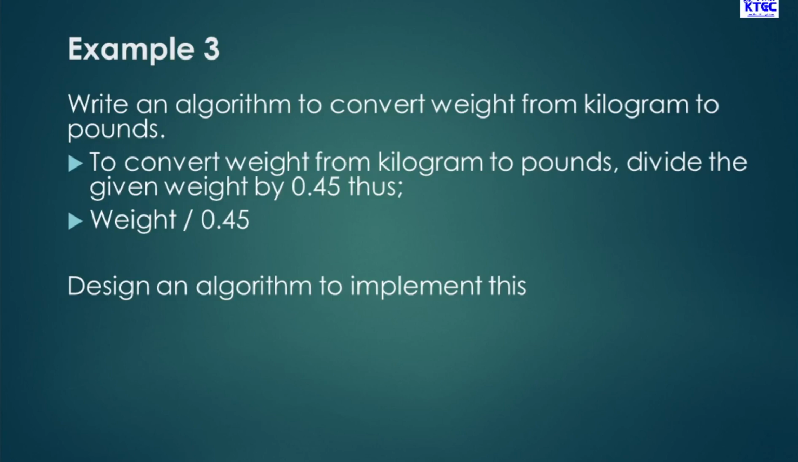The question is: write an algorithm to convert weight from kilograms to pounds. We are converting weight in kilograms to pounds. So we understood the problem, right? Good. Let's make sure we understand the problem before we tackle it. First of all, we convert weight from kilograms to pounds by doing what? By dividing the given weight by 0.45. And that gives us the weight in pounds.